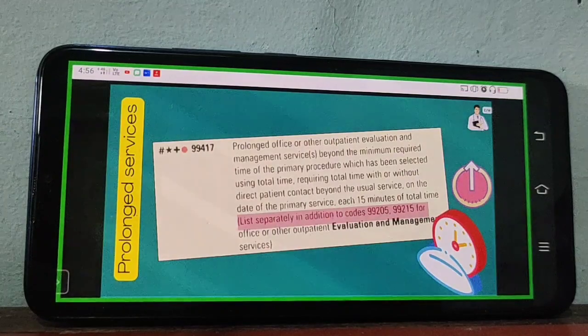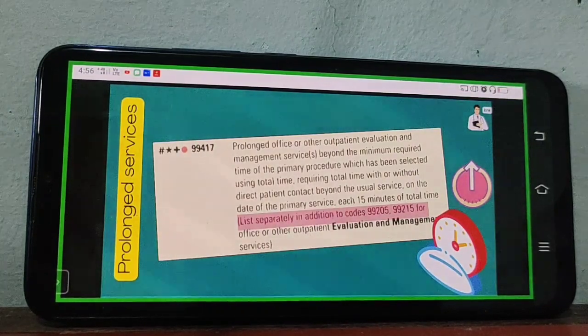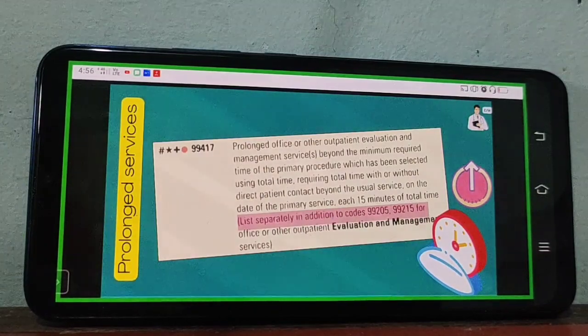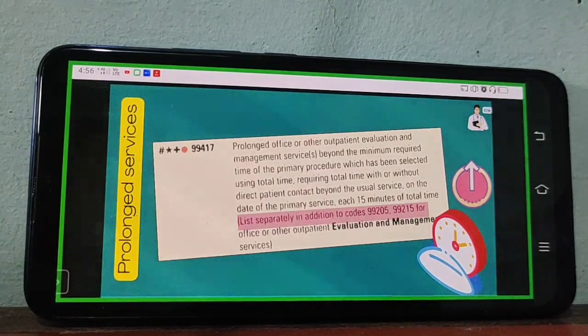Okay. There are 2 hours. In that, for the first 60 minutes, 99205. Then in the remaining 60 minutes, we have four 15s. So that's why 99417 into 4. Did you understand? Any doubt, any question?